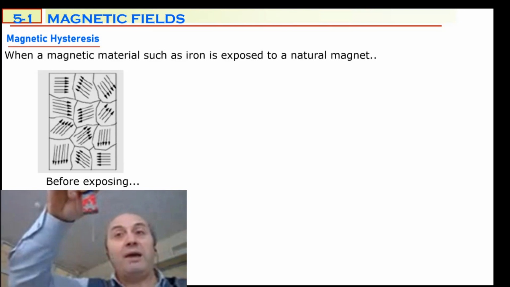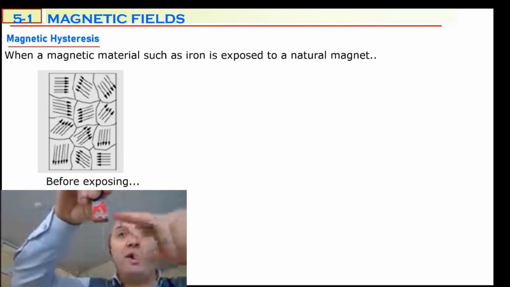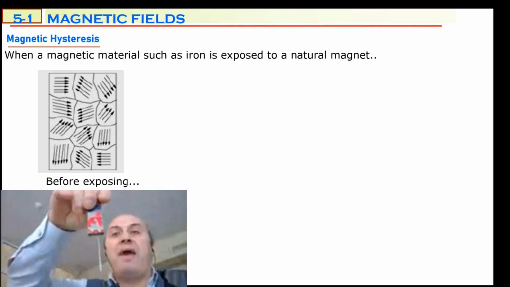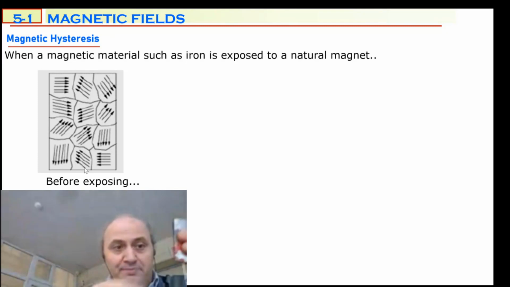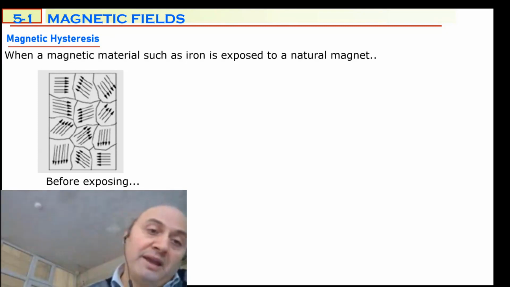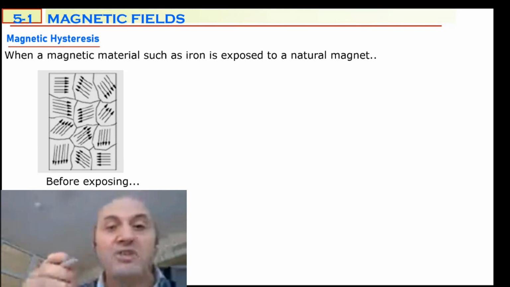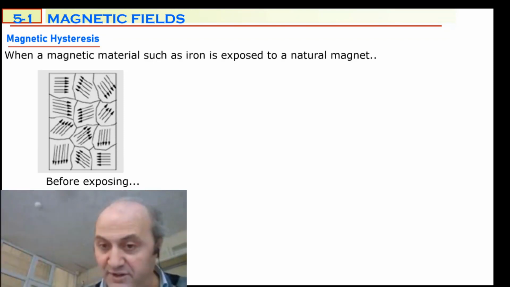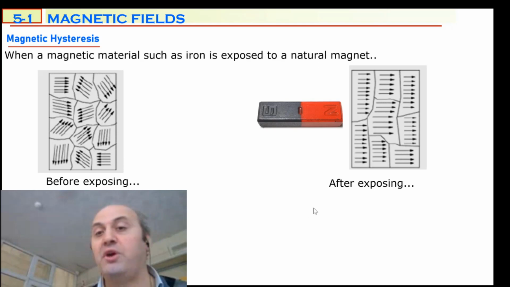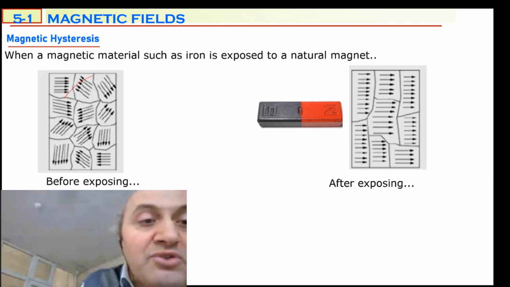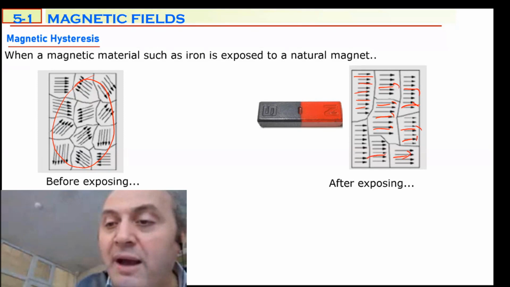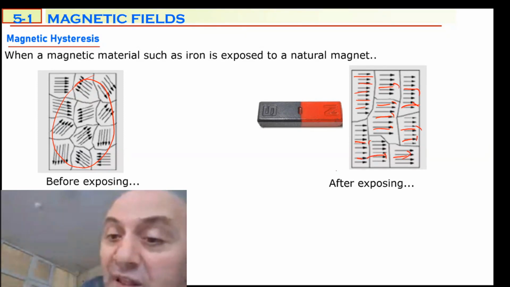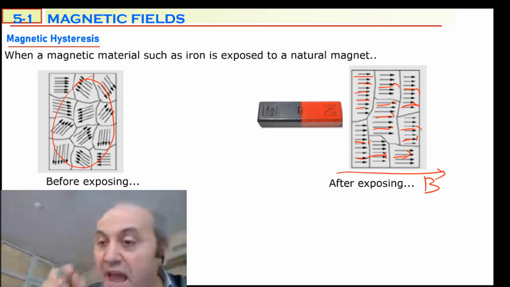Initially they didn't, but when I expose this pin to a natural magnet, this pin becomes a magnet. It magnetized. The reason is this. Remember, I told you that normally magnetic materials, which is iron, have domains in random directions. However, when you expose this iron to a magnet, these randomly directed domains become aligned in the same direction. You see the directions? They all become the same direction. That's why there will be a net magnetic field in here.